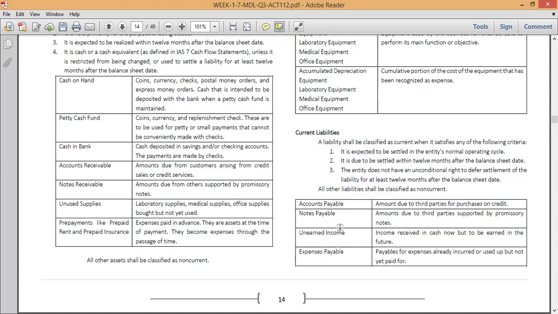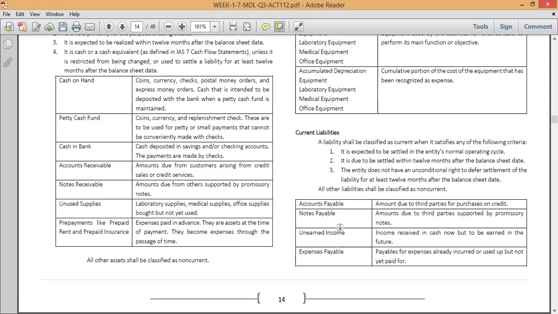So, it's either 30 months, sorry, 30 days. So, depende po sa napag-usapan nyo. Minsan kasi 10, 20, depende po kasi yan sa contracts na napag-usapan nyo sa business nyo. So, yun po yung accounts payable. Yung mga bayarin po natin within a year.